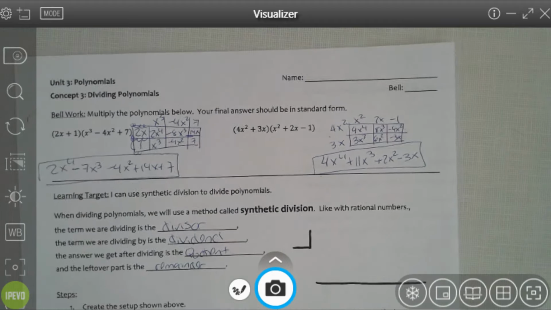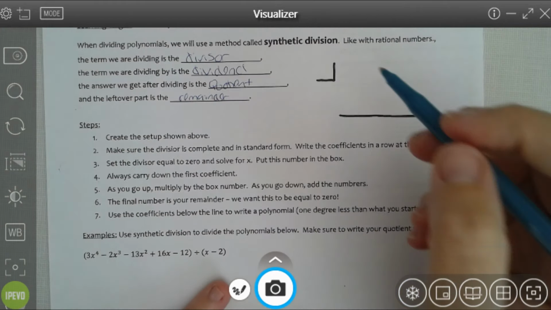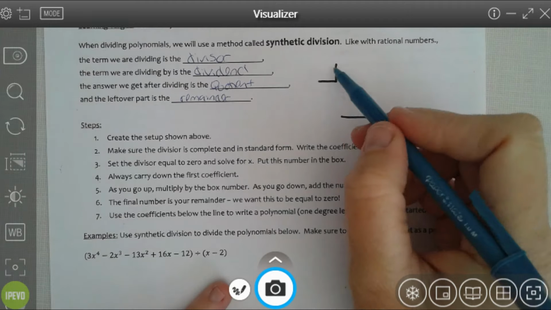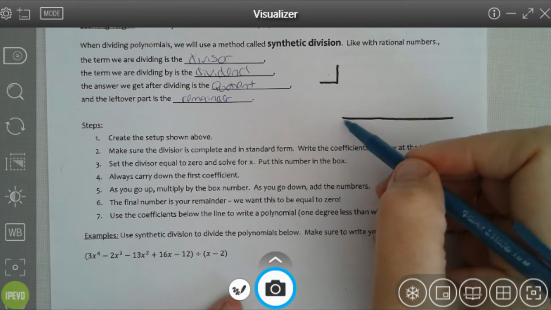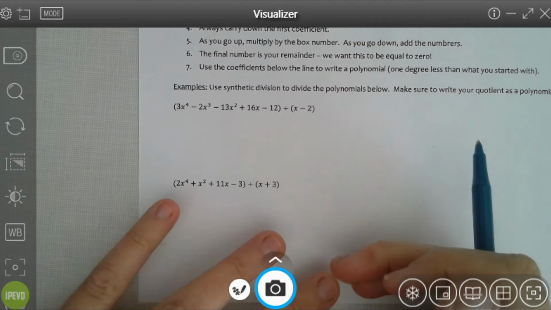All right. So today we're going to divide polynomials. So the way that we're going to do it is we're going to use synthetic division. So when we do synthetic division, we're going to have the number we're dividing by on the outside and then the leading coefficients on the inside. So I'm going to go ahead and show you what this looks like down on an example.